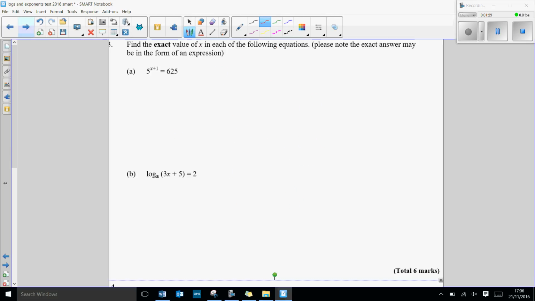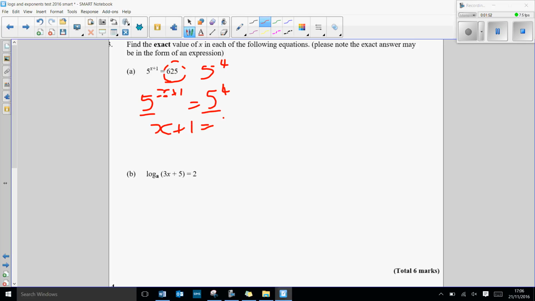Okay, question 3, find the exact value of each. So, ideally you recognise here that 625 is 5 to the power 4. So 5 to the power x plus 1 is equal to 5 to the power 4. Because we have our same base, we can just equate our powers. So x equals 3.